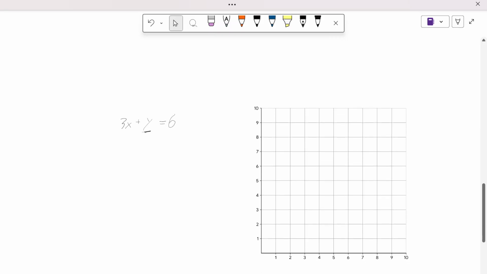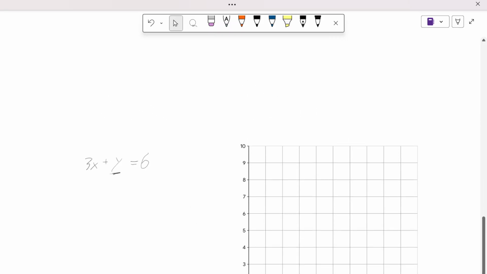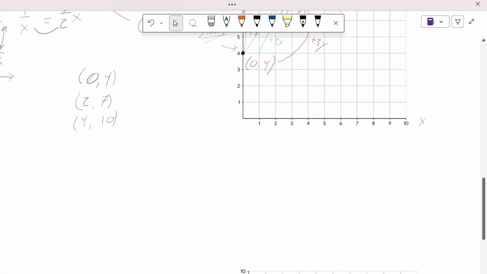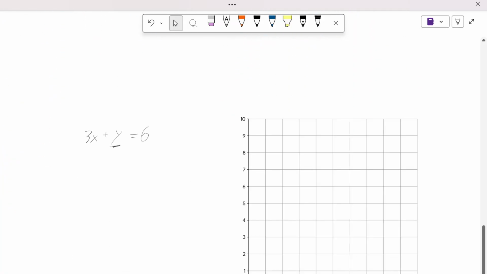And I'll do my second one down here. So this one, we're actually going to have to solve this equation. What we're going to do is subtract 3x to the other side, so minus 3x, minus 3x, and that gives us y equals negative 3x plus 6.